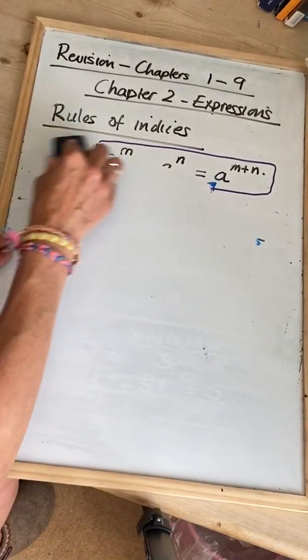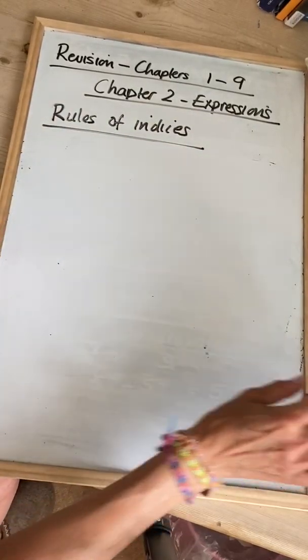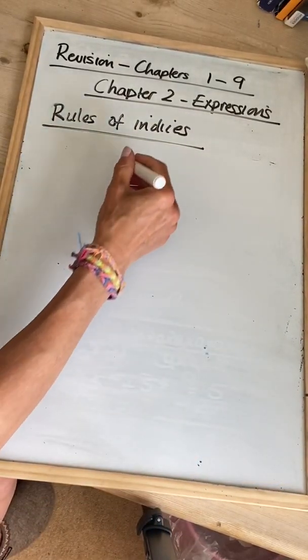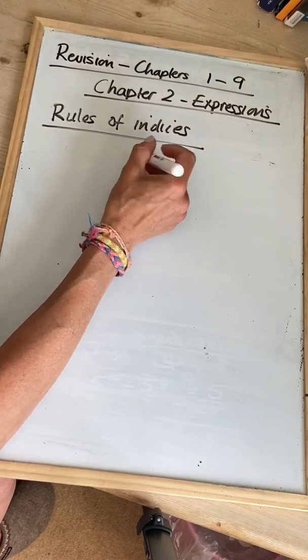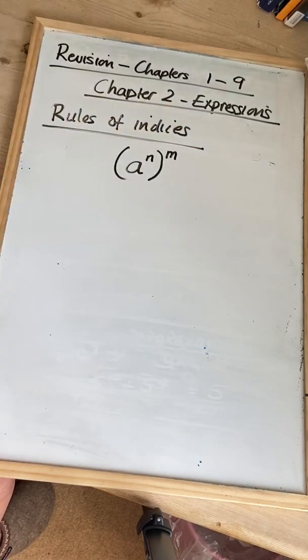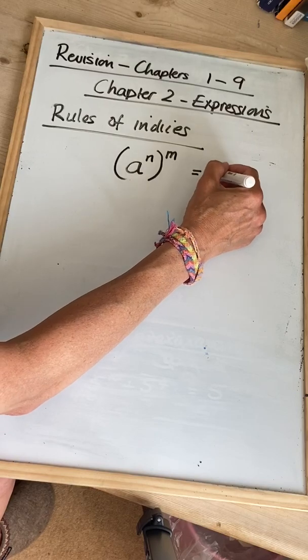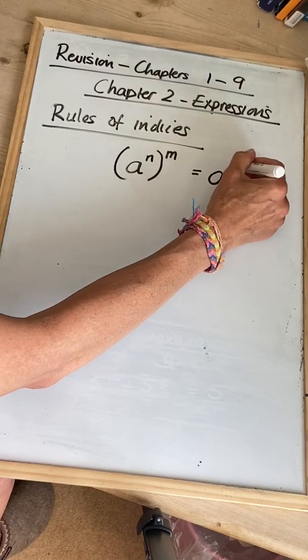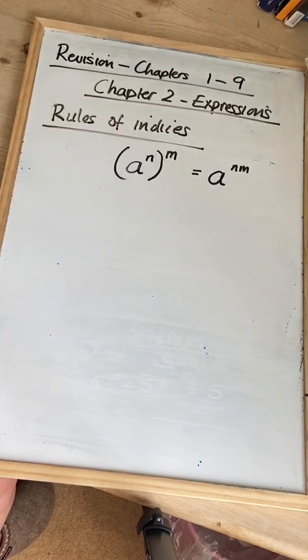Next one of our rules of indices is if you've got a base number again, raised to a power, n in this case, and you've raised the whole thing to another power, the rule is that the solution is a to the nm. Yeah, the two powers get multiplied together.